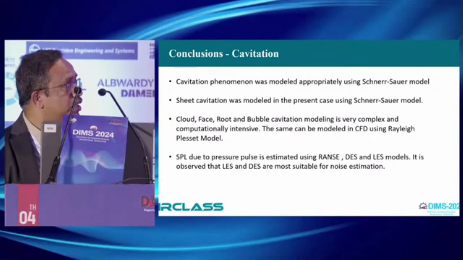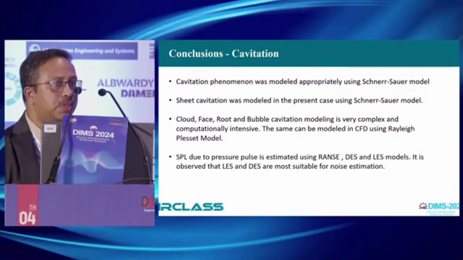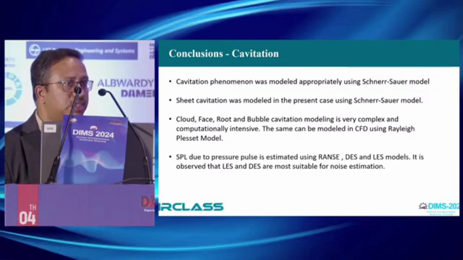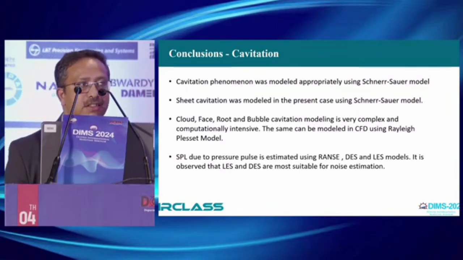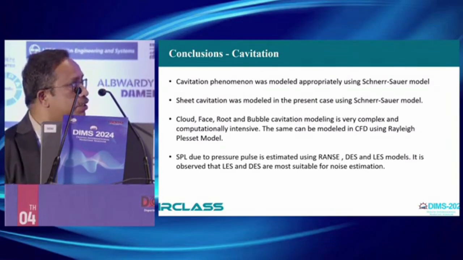So coming to the sound pressure levels, LES and DES models are more appropriate to calculate the fluctuating pressures. If fluctuating pressure is our interest, then in that case, the RANS model would not stand good. So we have to at least use a DES model.